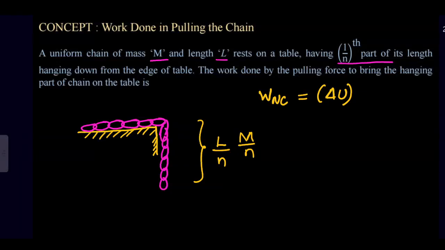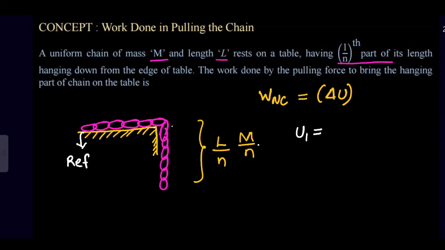This is the hanging mass. I am taking the table surface as a reference line. Now initially this is the situation. What is the initial potential energy? This part lies on the reference line, so its potential energy is 0. But this part is hanging.